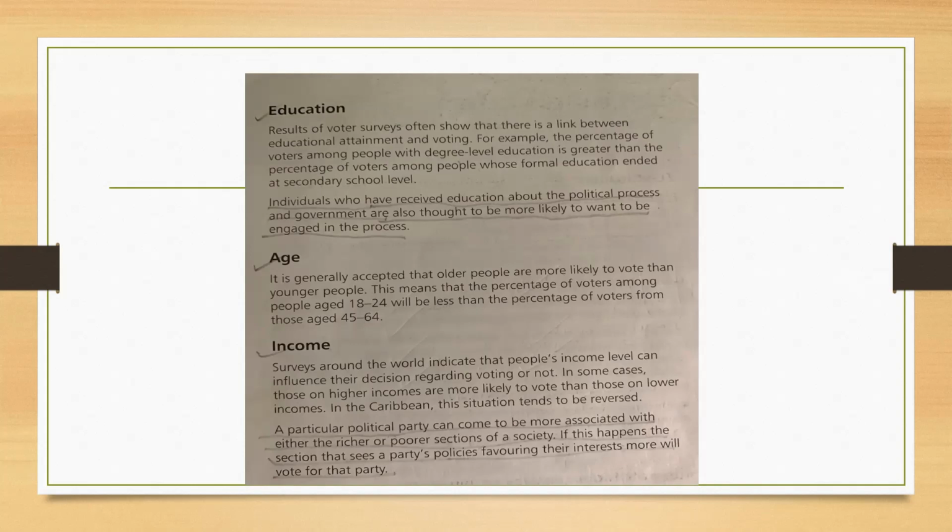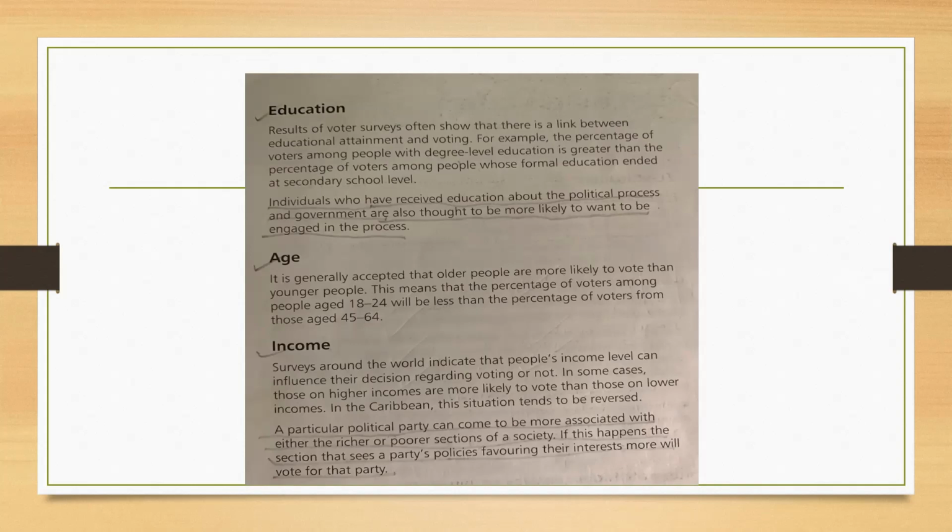Income is also a factor, right? A particular political party can come to be more associated with either the richer or poorer sections of a society. If this happens, the section that sees a party's policies favoring their interest more will vote for the party. So in a lot of countries with political parties, they tend to represent certain issues.